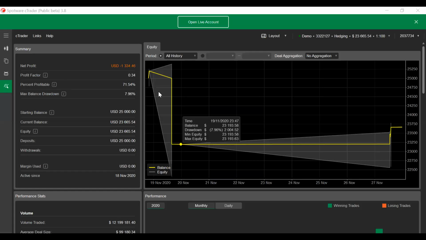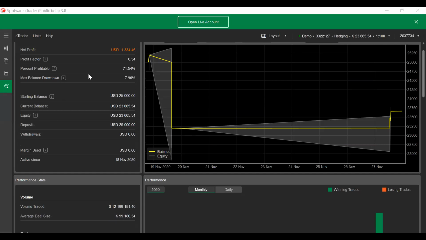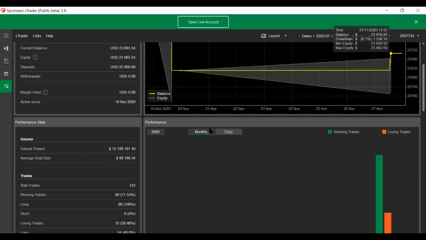Okay, so this is for that account, this one, 23,000. As you can see, it started from 25. I grew it up a little bit, and then I lost down to 23,190, then down to 23,196. Okay, and then I think it went up again to 23,665.